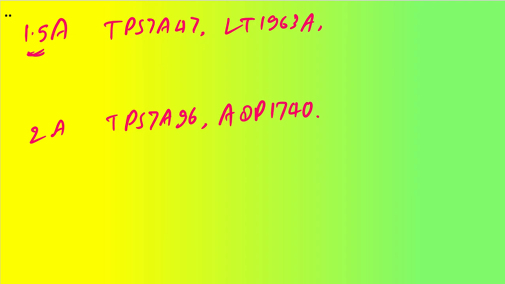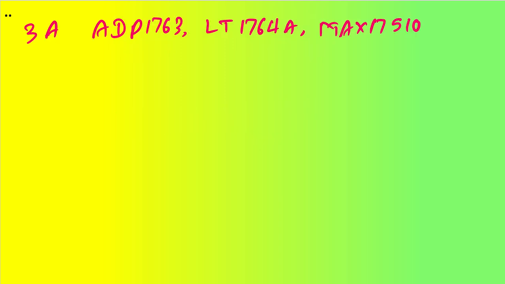Some more are, let's say, 1 ampere rating. For 1 ampere rating, you can go ahead with TLV1117LV or LM1117. More parts are there; I'm just giving you some examples. For 1.5 ampere ratings, if you need, you can go ahead with TPS7A47 or LT1963A. LT1963A will be my preferred choice because I have used this in many applications. For 2 ampere rating, you can go ahead with ADP1740. Even TPS7A96 is available.